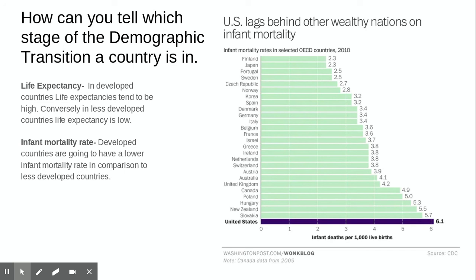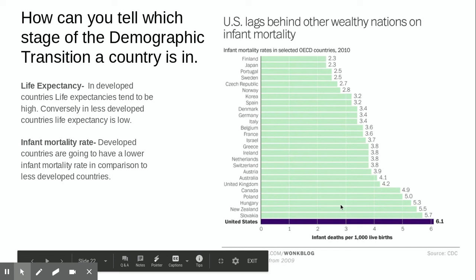You would typically have higher infant mortality in stage 1 of the demographic transition, because, oh my gosh, what if an alligator's chasing you and you're pregnant or giving birth? You really can't do that. But anyhow, this image shows wealthy nations and their infant mortality. Surprisingly, the United States isn't the top one. Finland has the lowest infant mortality, 2.3.